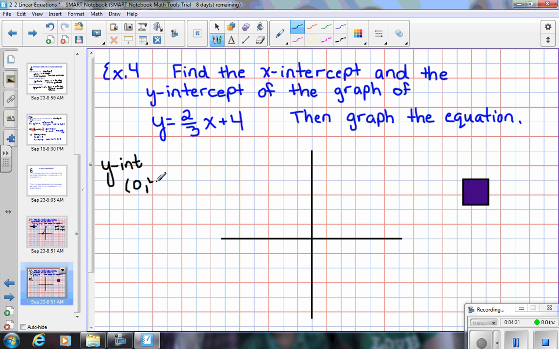Since we already know it, the y-intercept is (0, 4). To find the x-intercept, I'm going to let y equal 0 and solve for x. That's a little more difficult, so I'll go ahead and do it algebraically, but then I'm going to show you why I think putting it in standard form makes it so easy. If I let y equal 0 and solve for x, because that's how we find the x-intercept, I'm going to solve this equation, so I subtract 4 on each side.